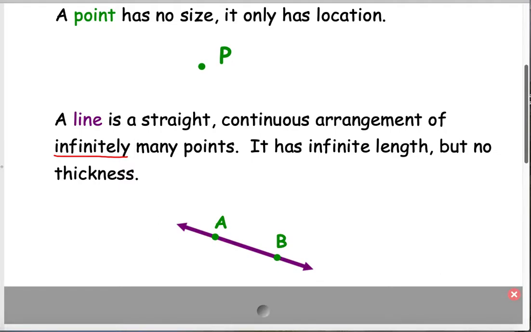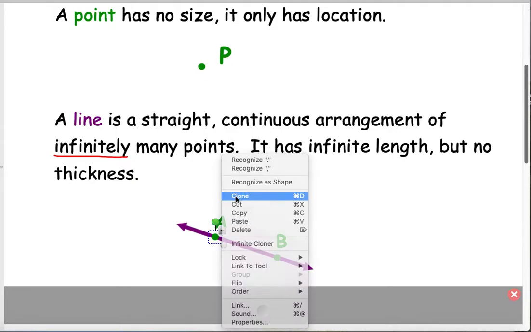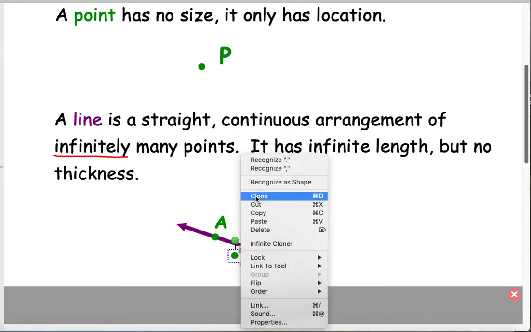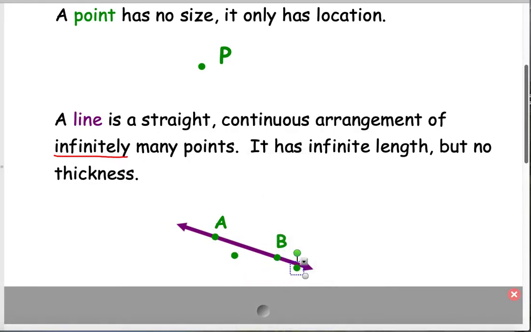Now, if I want to refer to this line, I have to label at least two of the points. Now, there's a lot more points than just these two. So I could make a whole bunch of points. But when we're drawing a line, we don't need to have a whole bunch of points on it. You just have to make sure you have at least two of them with labels. And for labels, we use a capital letter. So a single point, we're going to use a capital letter of the alphabet, like P.